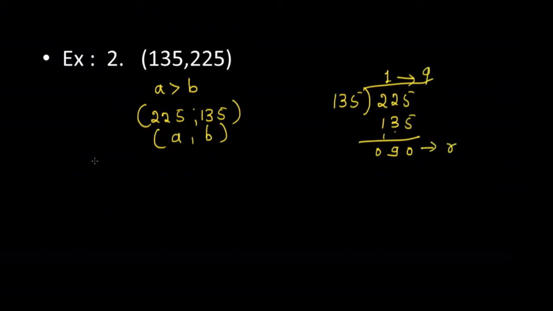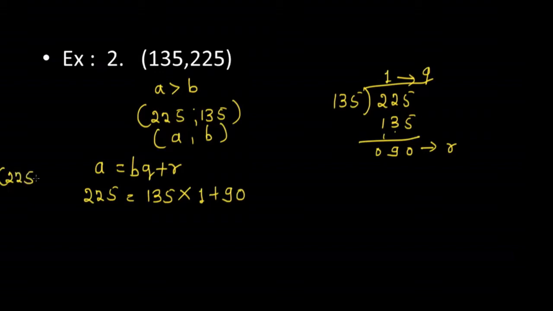So you have to apply the division lemma. What is the division lemma? A is equal to BQ plus R. So the value of A is 225, that equals the value of B, 135, into Q, which is 1, plus R, which is 90. Okay, so here you have considered the pair of numbers as 225 and 135.